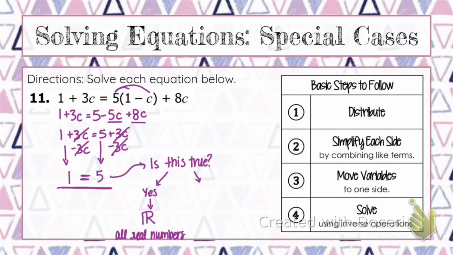So it is not true. That means there is no solution. And that symbol that I drew means no solution. It's just a circle with a big slash through it. Okay, so like I said, if this is true, then it's all real numbers. If it's not true, then it's no solution. In our case, this is not true. So the answer is no solution.